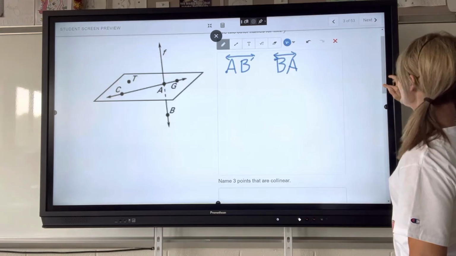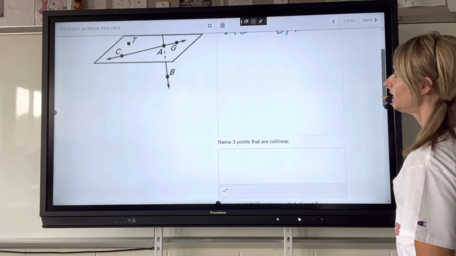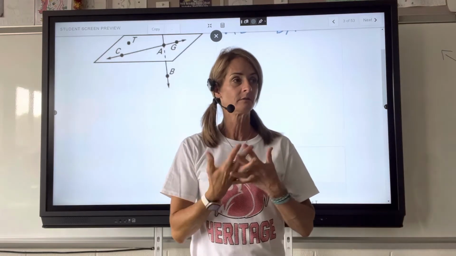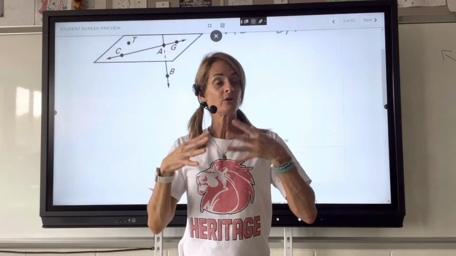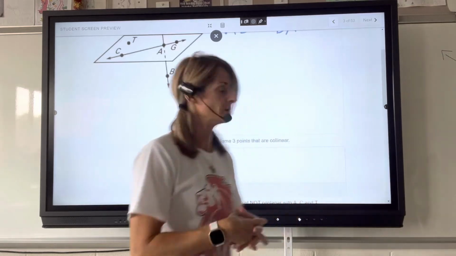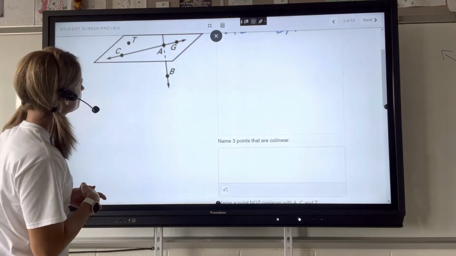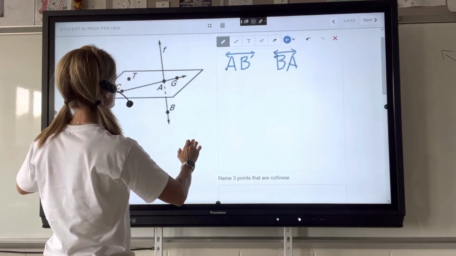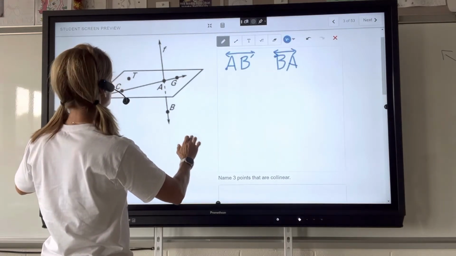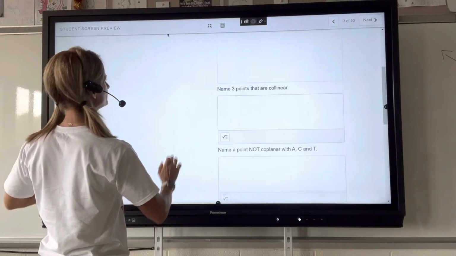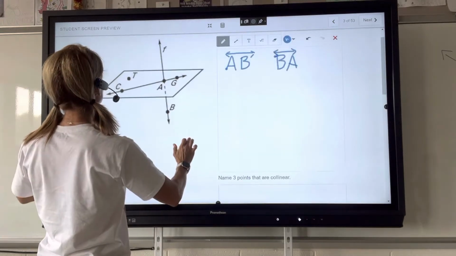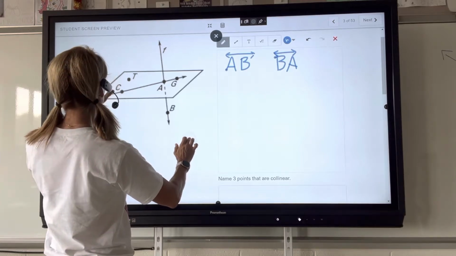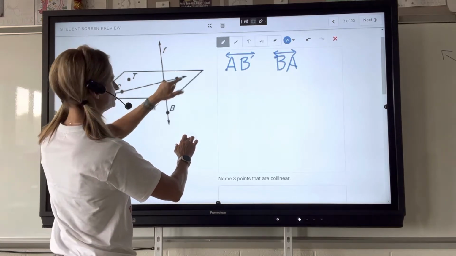Name 3 points that are collinear. Collinear means, co means together and linear means line. So they're all together on the same line, collinear. Letter F is not a point. So we have to use C, T, A, G, or B. And we need 3 that are all in the same line. So I'm going to have to use C, A, and G. Good?